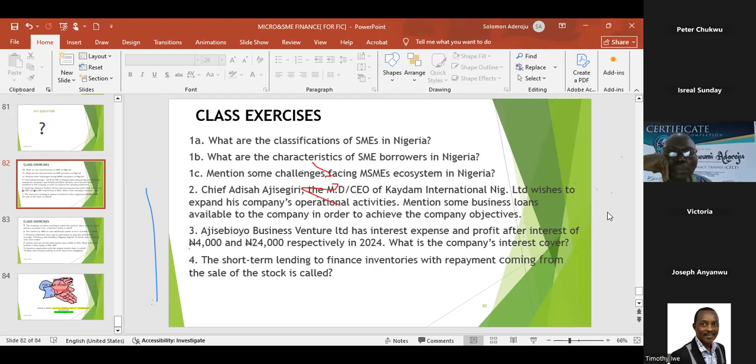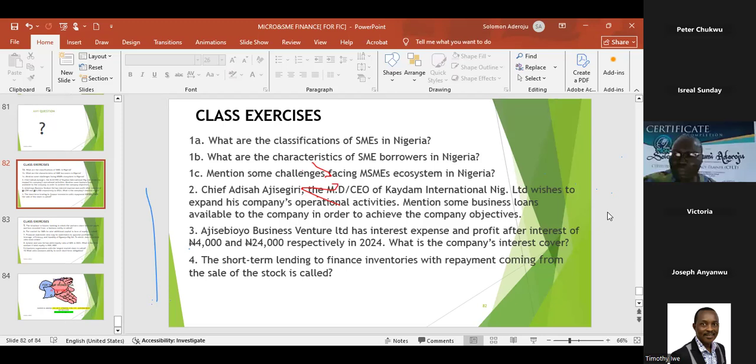It's 7. We said it's EBIT, earnings before interest and tax. Now we are giving you profit after interest. So you have to add back the 4 to the 24, all over 4. That's 7 times.